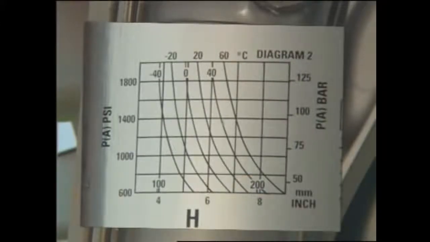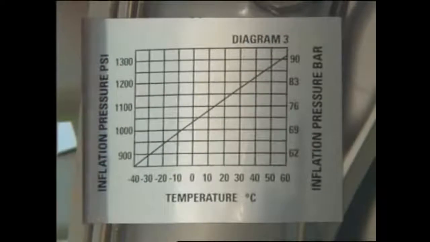Diagram 2, which gives the same information but for a different step of the procedure. Diagram 3 enables you to find the position of a point determined by the temperature and the pressure values in relation to a graph line.